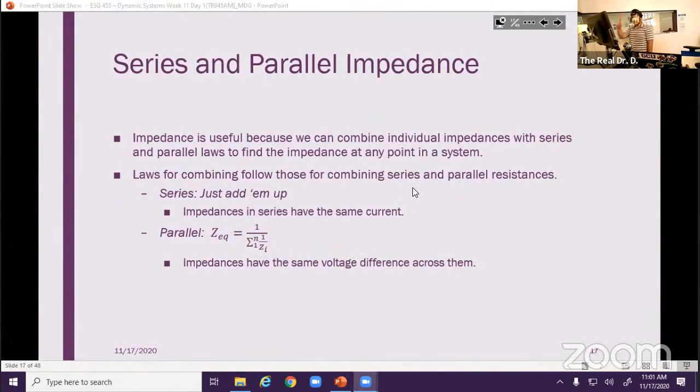Impedance is useful because we can combine individual impedances with series and parallel laws to find the impedance at any point in the system. They follow the rules for resistances, because essentially we've used Ohm's law to create this. We've normalized everything based on the amount of resistance we have from each of these elements. So impedances in series, we just add up, and in parallel, we take the reciprocal rule: 1 over the sum of 1 over my impedances.